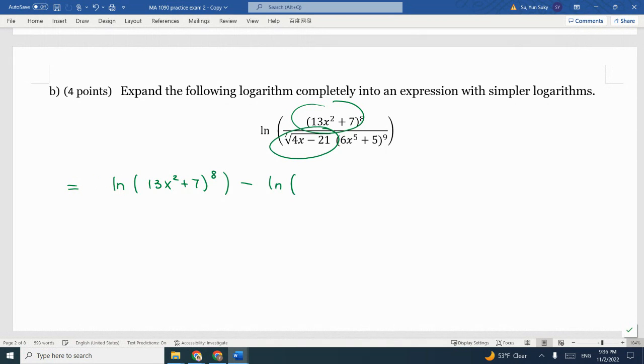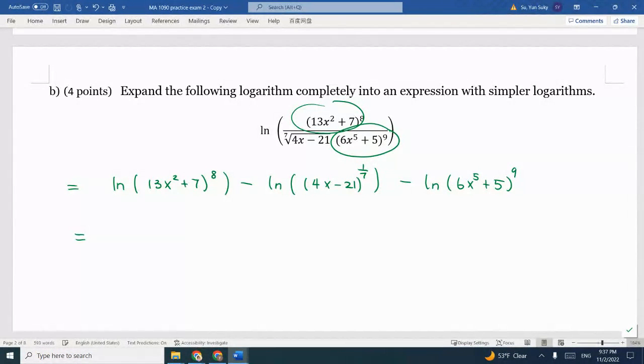And here, 7th root. What does 7th root mean? 7th root is to the 1 over 7. The power, the exponent, is 1 over 7. And then the next factor is in the denominator. That's why still minus, put the minus sign in front. And this is (6x to the 5th plus 5) to the 9.